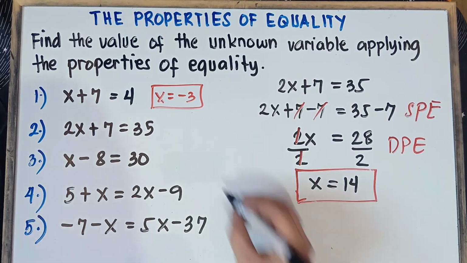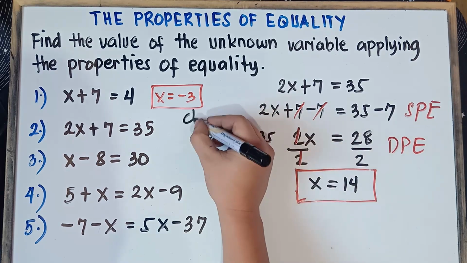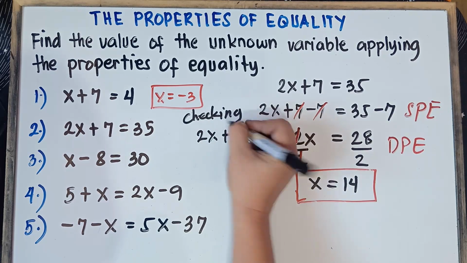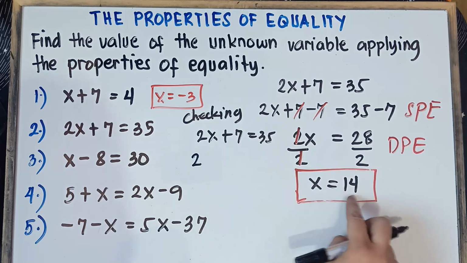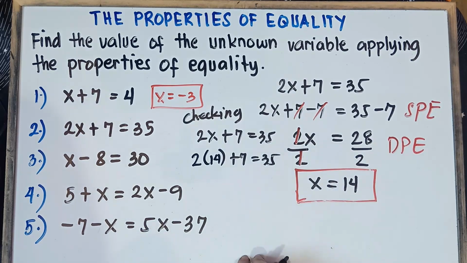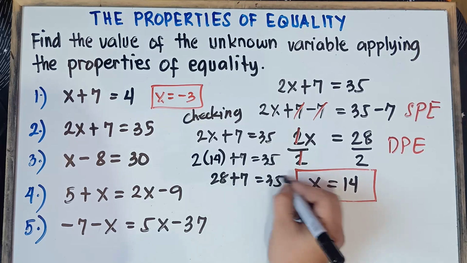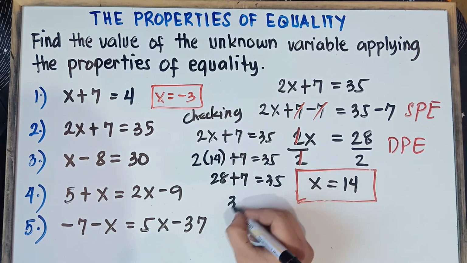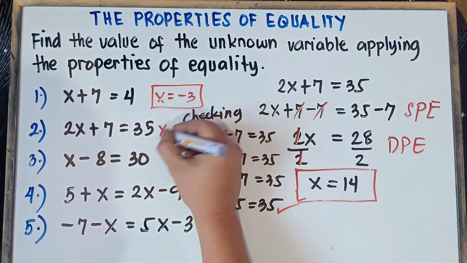Alright, so let's have our checking. 2x plus 7 equals 35. If you have 2x, it means 2 times x. So 2, and the value of x is 14. So 2 times 14 plus 7 equals 35. 2 times 14 is 28, plus 7 equals 35. 28 plus 7 is 35, equals 35. Correct. So therefore, class, the answer with regards to example number 2 is x equals 14.